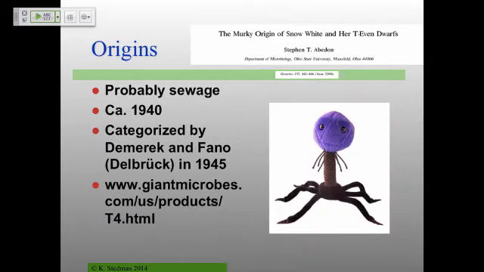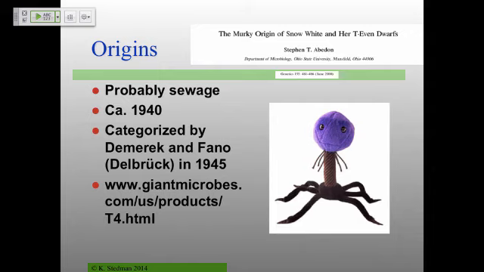Where do these guys come from? No, not giant microbes. There's a really fun article which Steve Abedon, who's at Ohio State, wrote on the murky origin of Snow White and her T-even dwarves. It goes through the whole history of where a lot of these microbes came from originally, probably from sewage, which, if you're looking for viruses that infect E. coli, where's the E. coli? So it's a really good place to find it.